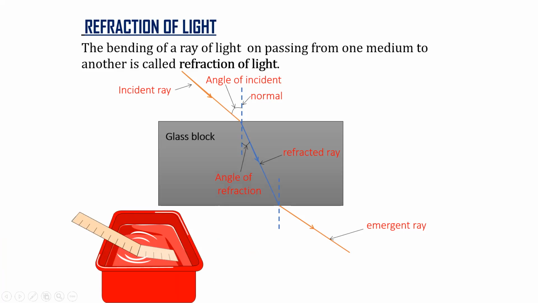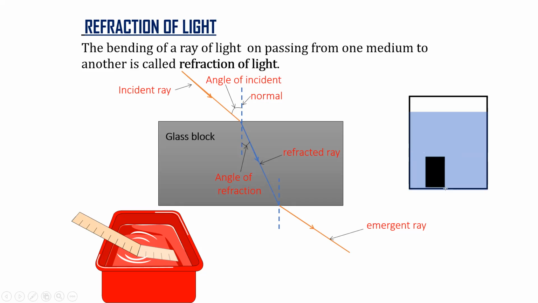That is the main reason why an object underwater appears to be bent, or why a swimming pool appears to be shallow. It is due to the refraction of light. For example, if we have a container which is filled with water, and there is an object underwater, so this is the object which is under the water.